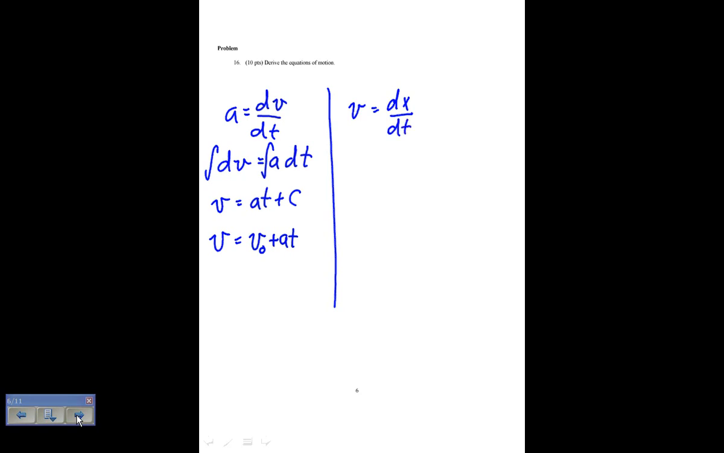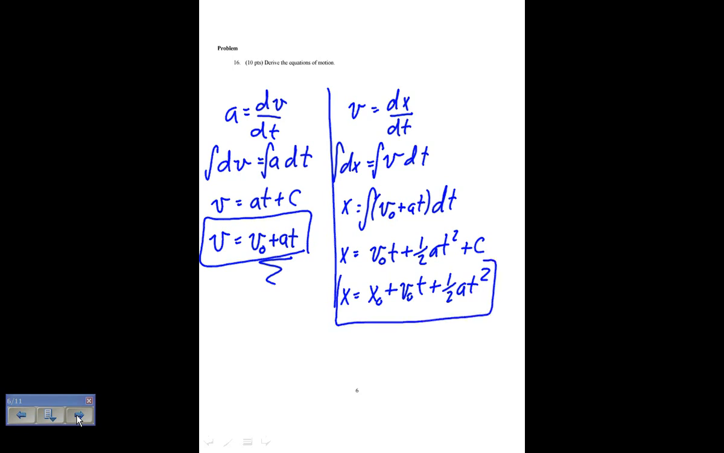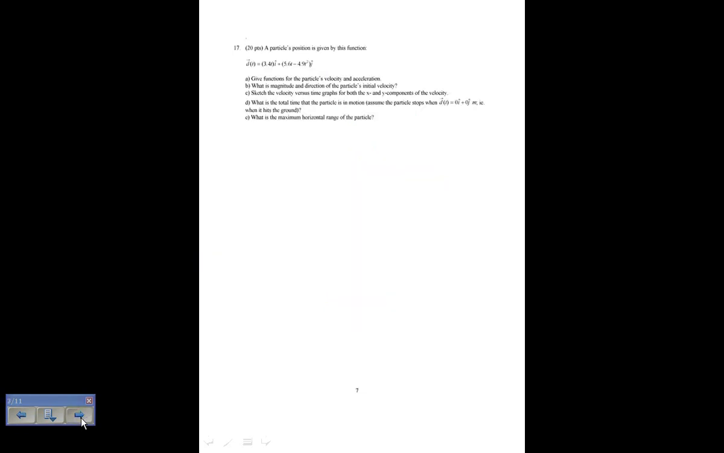And then the second one is based on the definition of velocity, which is the first derivative of the position function, dx/dt. I can rewrite this for an expression for x is equal to the integral of v dt. To get x, I integrate. So x is the integral of v naught plus at, that's my expression for v from over here, times dt. And so x is equal to v naught t plus 1/2 at squared, plus my integration constant. So x is x naught, that's my initial condition, plus v naught t plus 1/2 at squared. So these are my two equations. That's how I derive them.